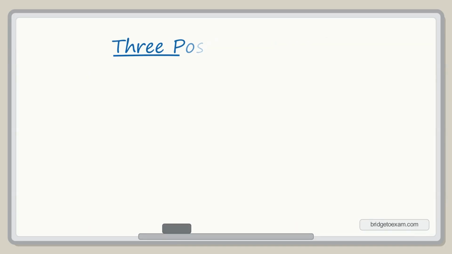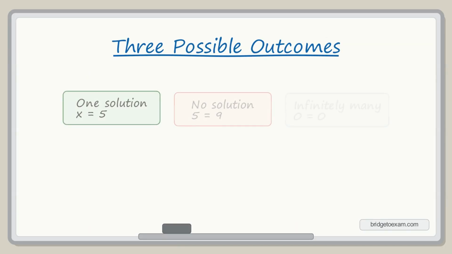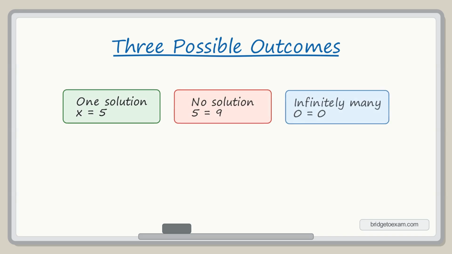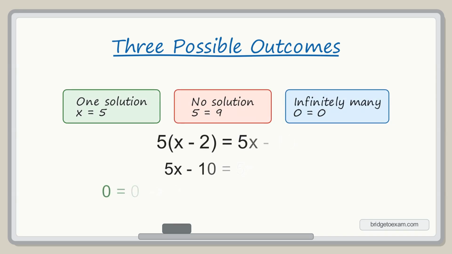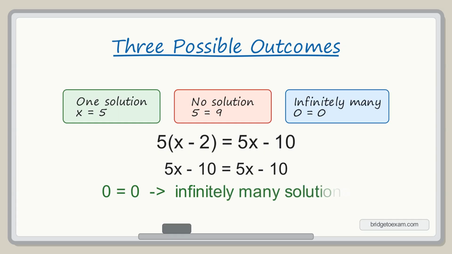A linear equation can have exactly one solution, no solution, or infinitely many solutions. If the final statement is false, like 5 equals 9, there is no solution. If the final statement is always true, like 0 equals 0, every value works.